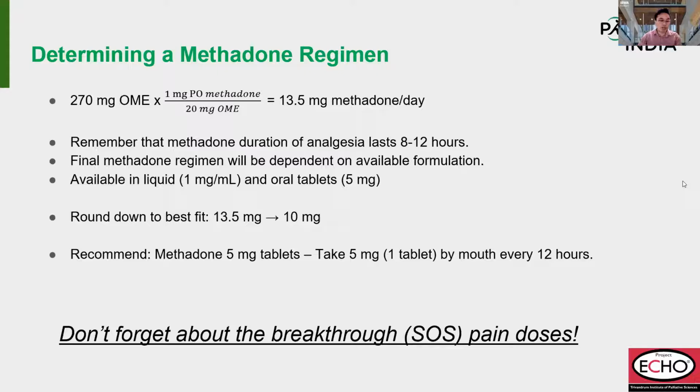Whenever you're trying to fit a regimen to what your patient may need, I always go conservative and round down, because remember, we can always wait and add more later and get them to a good dose, versus if we overshoot, then we can't take it back. So in this case, I would round down to 10, and then I would start our patient on methadone 5 milligram tablets, 1 tablet by mouth every 12 hours. That would be a good starting point. Then we can have them on this dose for 5 to 7 days, see how they're doing and how much breakthrough dose they need, and adjust. The next question everyone had is, what do I do about breakthrough dosing?